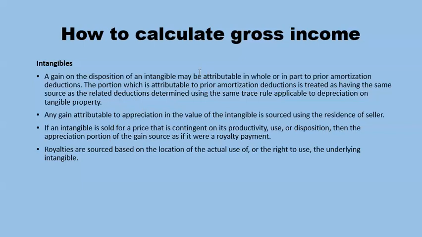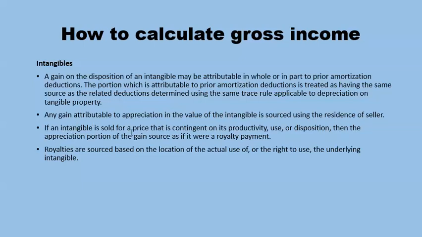A gain on the disposition of an intangible may be attributable in whole or in part to prior amortization deductions. The portion which is attributable to prior amortization deductions is treated as having the same source as the related deductions, determined using the same trace rule applicable to depreciation on tangible property. Any gain attributable to appreciation in the value of the intangible is sourced using the residence of the seller.